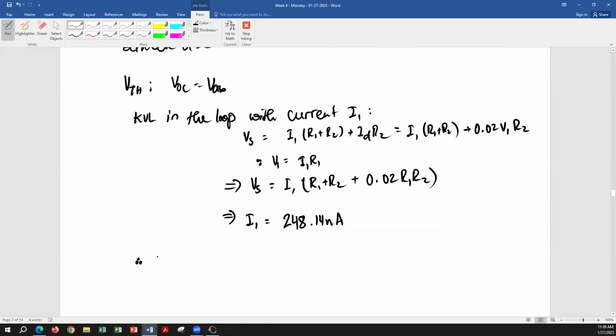Got it? All right. Therefore, V Thevenin, which is equal to V open circuit, which is equal to V1, I1 times R1, which is 2.48 millivolt. So that's our V Thevenin.